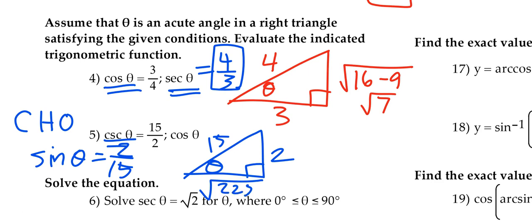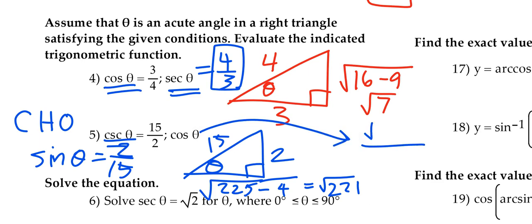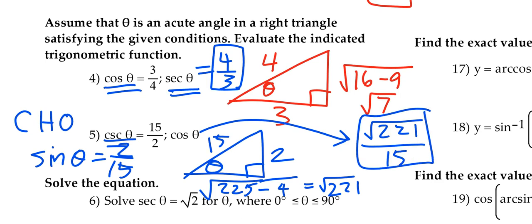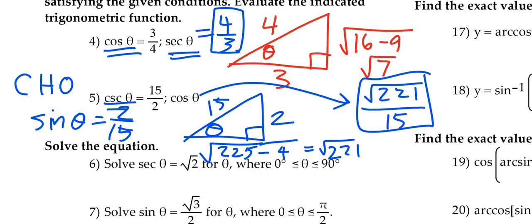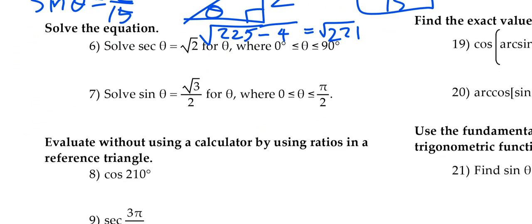We got 225, that's 15 squared, minus 4, which is the square root of 221, which is not a nice number. Right? So cosine, what's the cosine of theta? Radical 221 over 15, right? Adjacent over hypotenuse. So obviously in the first one we didn't have to draw a triangle because we just had to use the idea of the reciprocal trig function. Second one we did have to draw a triangle.